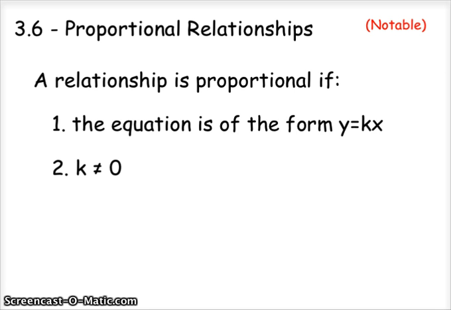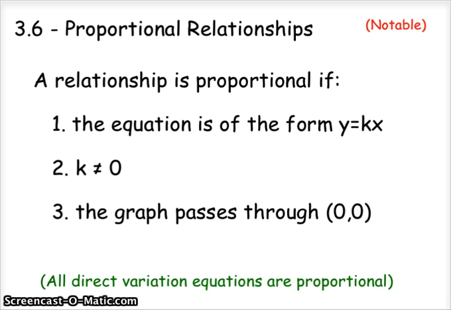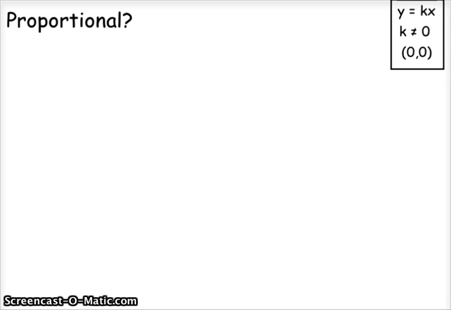Second of all, that k term cannot be 0. It has to be something else besides 0. And lastly, the graph must pass through 0, 0. Those are three criteria. The equation is y equals kx, k is not 0, and the graph always passes through 0, 0. And as a note, this means that all direct variation equations that we looked at in 3.4 are considered proportional relationships. Let's look at a few examples.